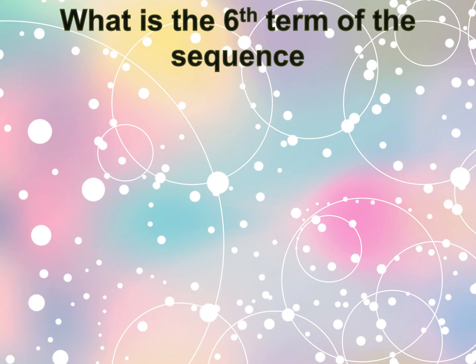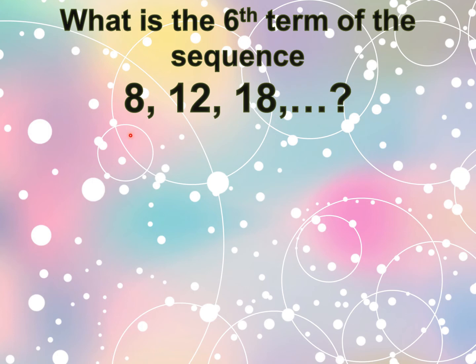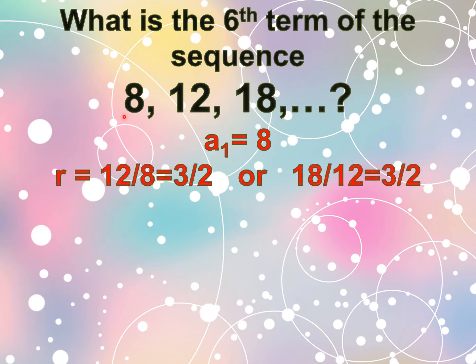Okay, proceed tayo sa next example. What is the sixth term of the sequence 8, 12, 18? So, since medyo increasing siya, ang ating common ratio dito ay greater than 1. So, check natin. Ang first term ay 8. Tapos, ang common ratio natin ay a sub 2 divided by a sub 1 or 12 divided by 8. That is equal to 3 over 2. Or pag nilowest term mo yung 12 over 8 using greatest common factor na 4, that is equal to 3 over 2. Or you can also use 18 divided by 12.